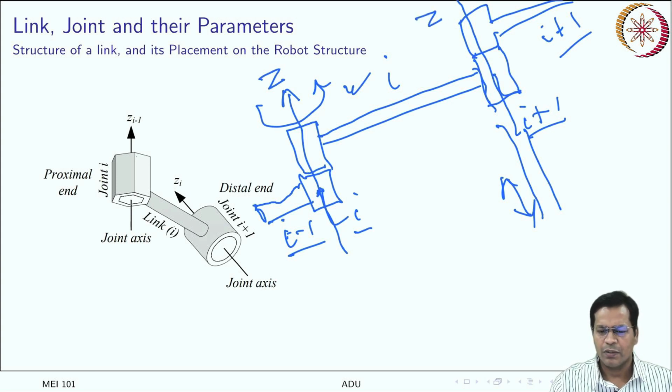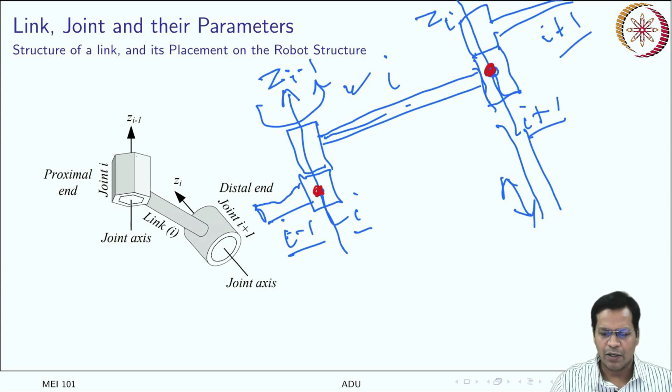So they are all placed conveniently with z axis. So this is zi minus 1. Okay, zi minus 1, that is the joint axis. And this is link I, and then you have the distal end, that is zi. So this is the part of the frame which is attached to the link I. And this is the part of the frame which is attached to the link I minus 1. So this is frame I minus 1. This is frame I. Got it?